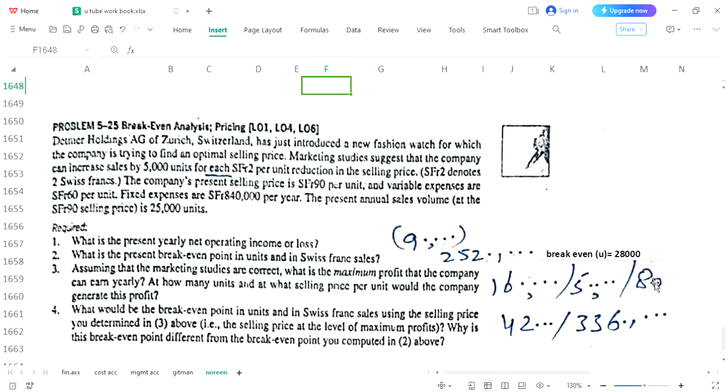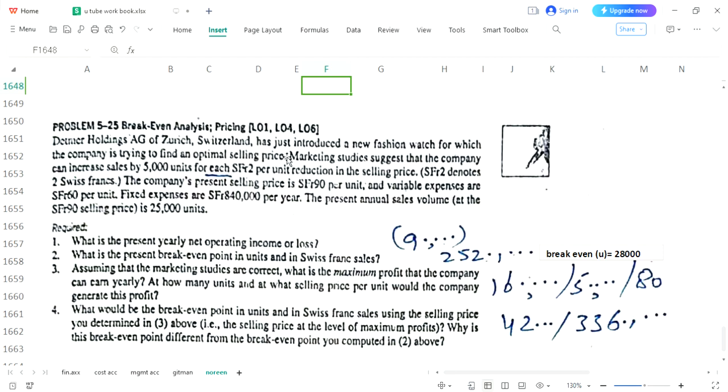Today's target is to solve question number 5.25, and the chapter we are related with is cost profit volume analysis. You can see the shape and the volume of the question, but everything is still the same; the basic concept is the same, it's just a practicing question. You can read your first requirement directly: what is the present yearly net operating income? So obviously you will be related with the contribution margin format income statement, and here the inputs are given.